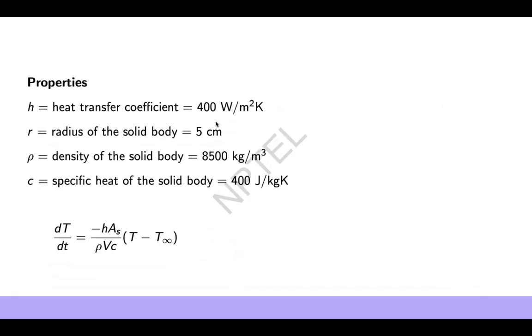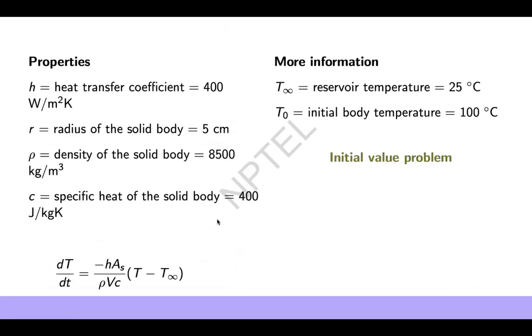Now we have the values given for these properties. The heat transfer coefficient h is given as 400 watt per meter square Kelvin. The radius of the solid body is given as 5 centimeter. Density of the solid body is given as 8,500 kilogram per meter cube. And specific heat of the solid body is given as 400 joule per kilogram Kelvin. And finally, this is the equation that we have. So now we try to solve this.